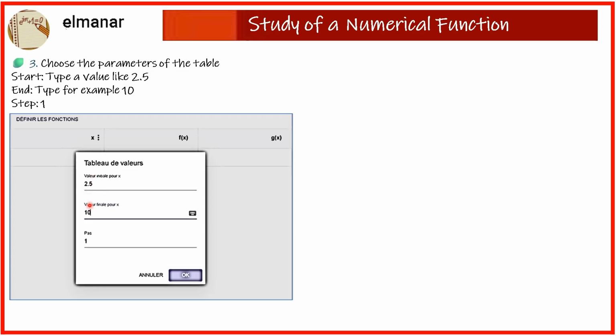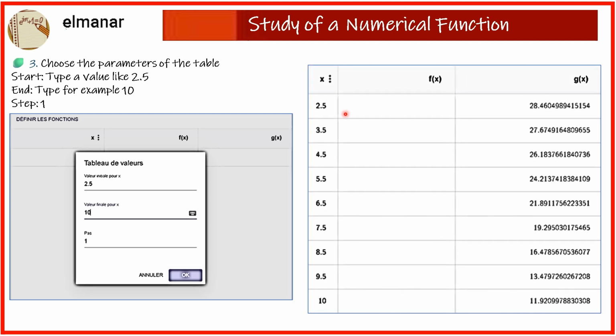Theoretical reminder: when studying a function with spreadsheet software or a graphing calculator, it is common to choose an interval of numeric values for the variable, usually called x. The step determines how much x increases from one row to the next in the table. Selected parameters for the table: initial value for x, 2.5. Final value for x, 10. Step 1.